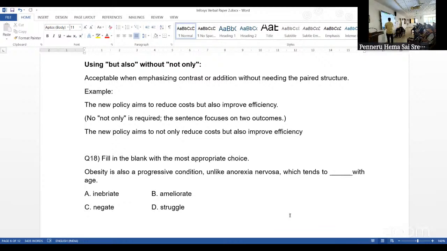Negate, we all know, means to decrease or oppose. So here we want a word meaning it will increase with age: ameliorate. Anorexia nervosa is an eating disorder.